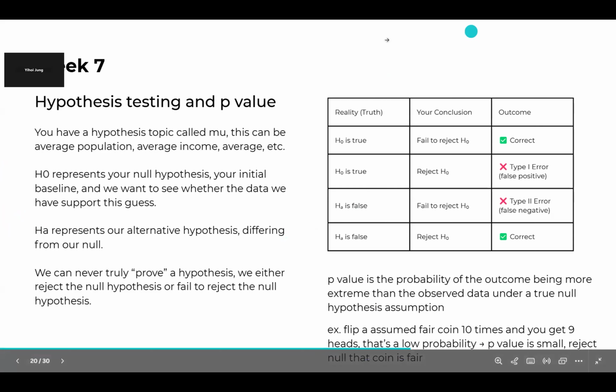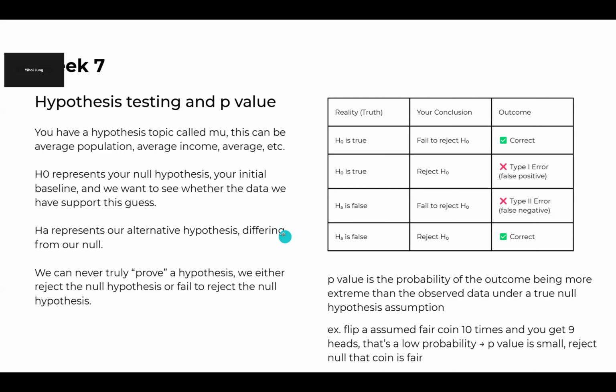So this chart here is the 2x2 table for, I think, what Shams calls the confusion matrix. When H naught is true and you fail to reject H naught, then the outcome is correct. But if H naught is true and you reject H naught, then this is what's called a type 1 error or a false positive.